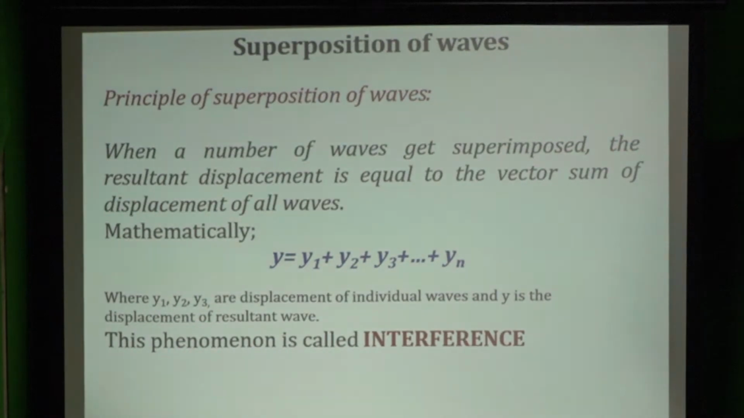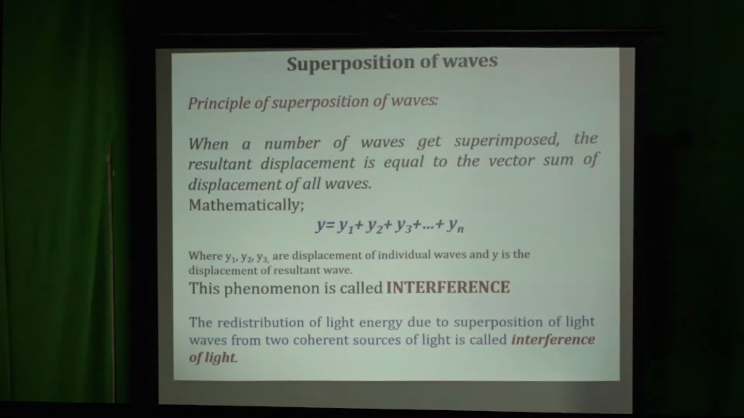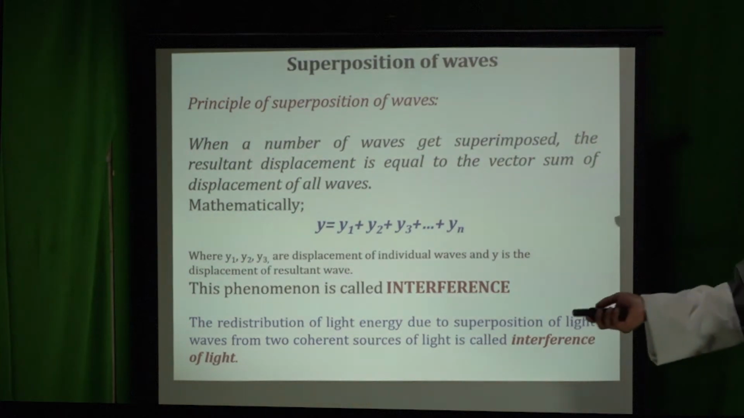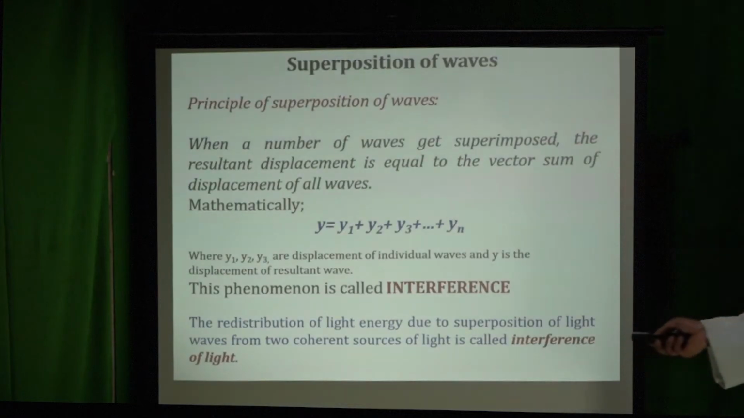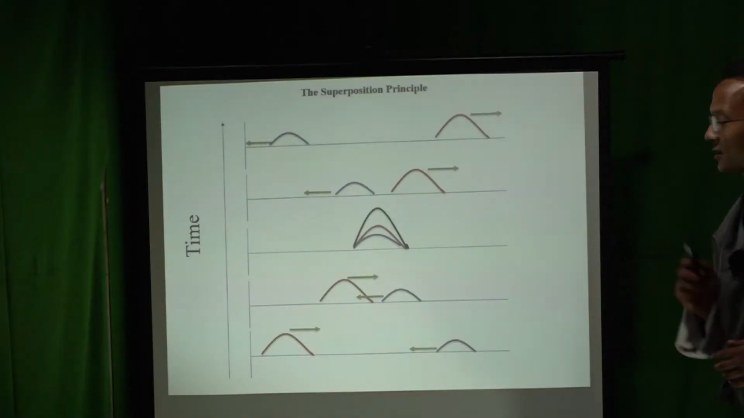So this process, the process of overlapping the waves together, is called interference. And as waves interfere, their energy gets modified. So the redistribution of light energy due to superposition of light waves from two coherent sources of light is called interference of light. And to make you clear about the interference, let us look at this example.